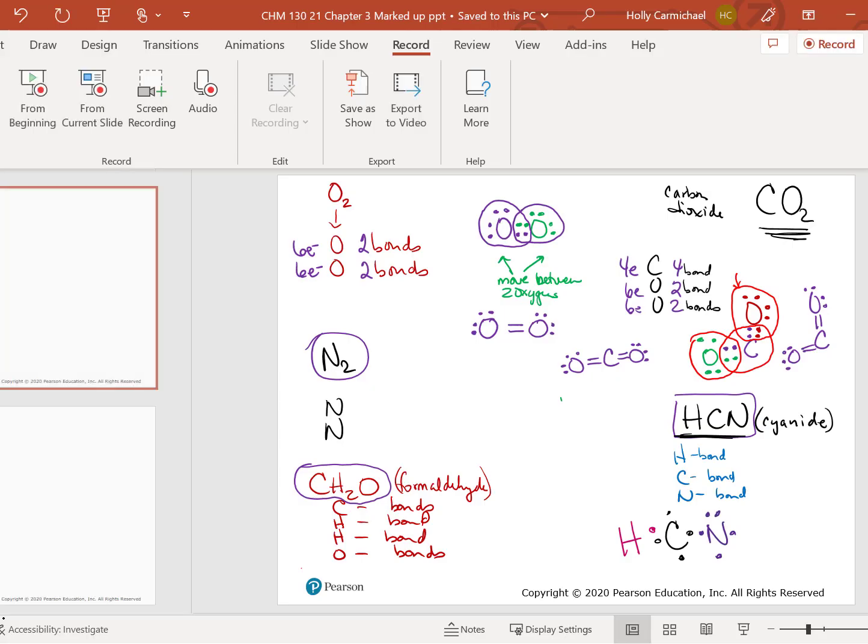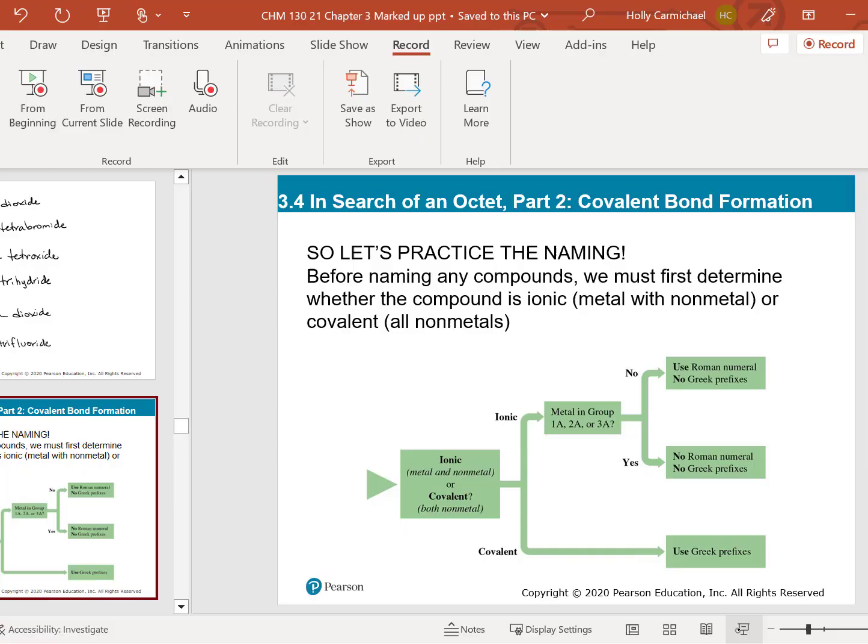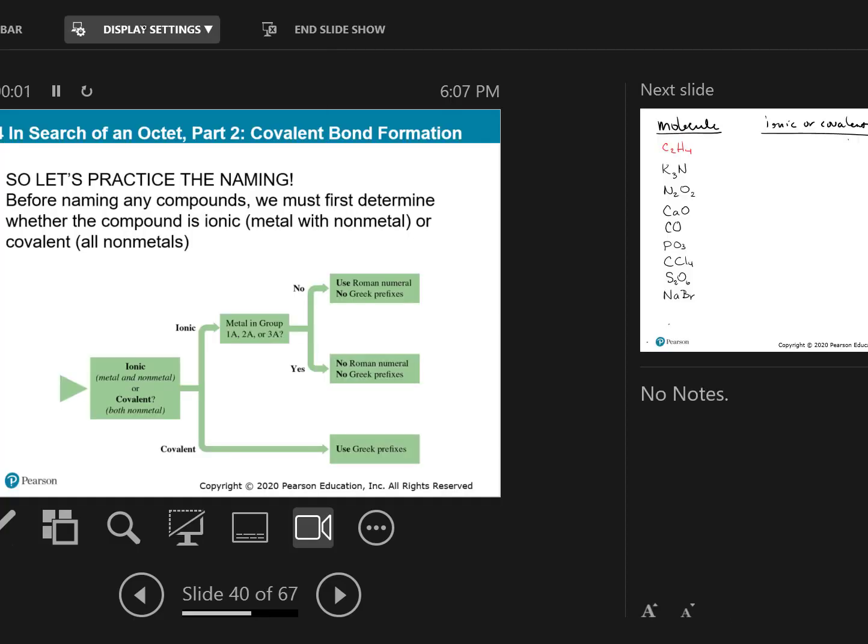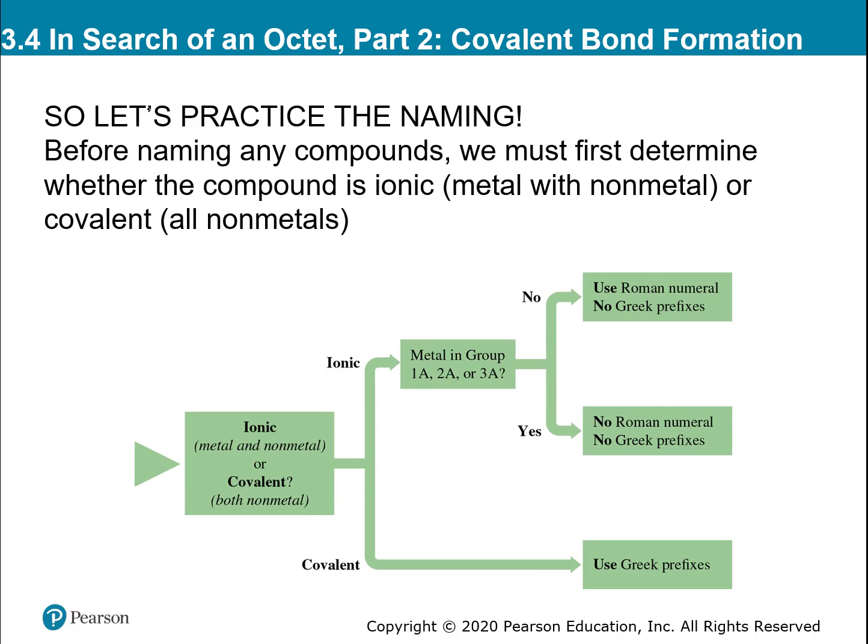Okay, so now we can actually tell the difference. We can tell them apart. We can tell which one's ionic and which is covalent, and how do you name them? If you're given an element formula, a compound formula, or a compound name, you can identify if it's ionic or covalent, and you can identify what its name is or get the formula from the name. So here's the little flow sheet.